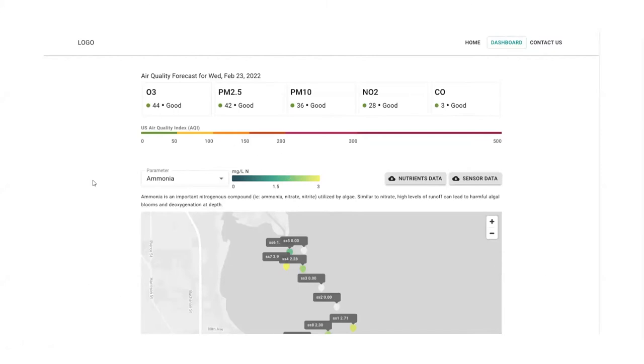The sensor data and nutrients data buttons will allow those who are interested in downloading the data to do so. The water quality data component allows individuals to change parameters and includes their measurement units. At the moment, the parameters include salinity, water temperature, pH, turbidity, dissolved oxygen, chlorophyll, nitrate, ammonia, phosphate, sulfate, sulfide, and others. As mentioned earlier, our website and data dashboard is a work in progress, and we hope to share it with the public soon. This concludes my presentation, and I will hand it back to Consuelo.